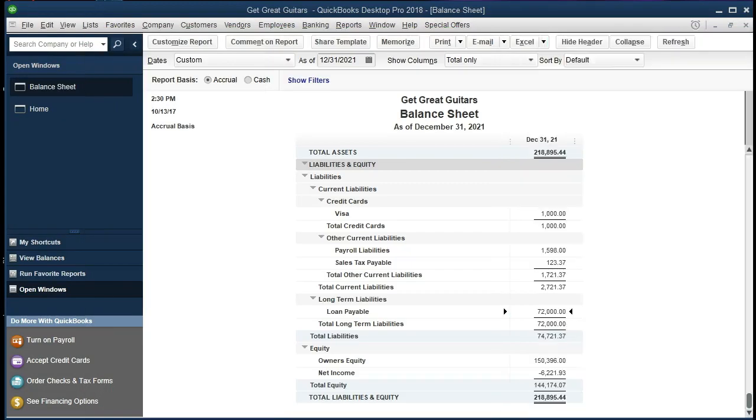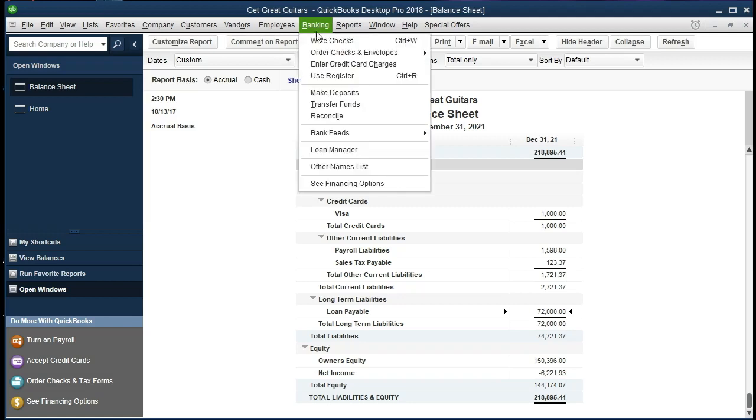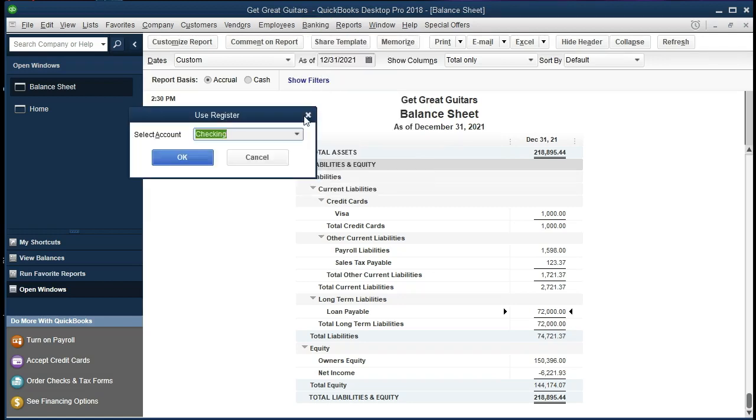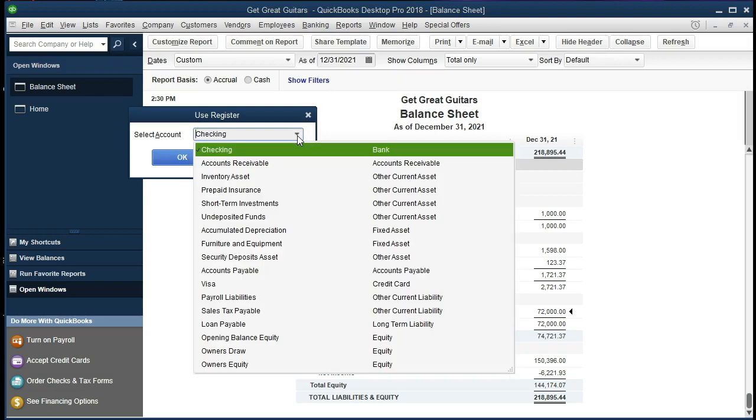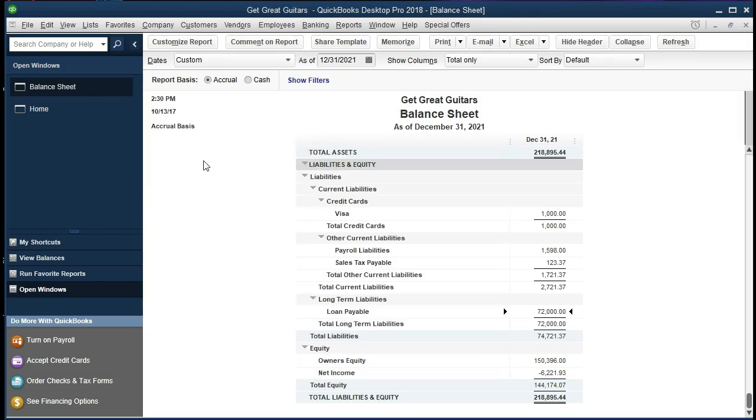So we're going to go back to QuickBooks over here. We're going to make our first payment. So I'm going to do that. There's a couple different ways we're going to do this. I'm going to do this in the check register, and then we'll actually write a check. So we'll go to banking. I'm going to go to use register. We want to be on the checking account and say OK.